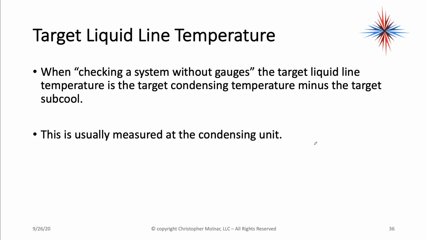Target liquid line temperature you can use when checking the system without the gauges. The target liquid line temperature is the target condensing temperature minus the target subcool. It's usually measured right at the condensing unit. So again, you go into the manuals, you find the target condensing temperature, pressures converted to temperature, and then you can find the subcooling, and you can check the liquid line temperature at the condensing unit.